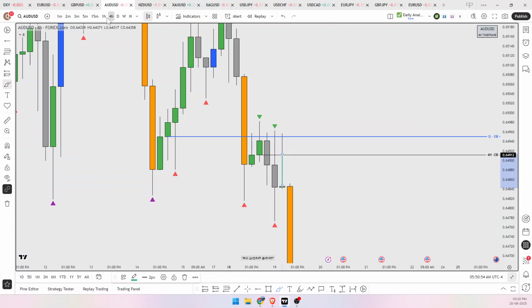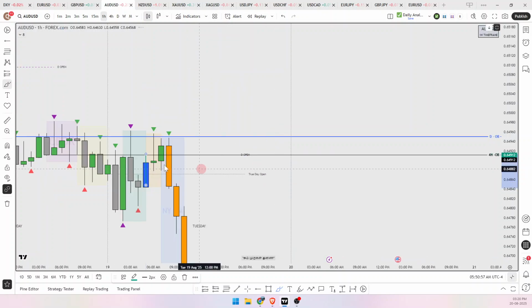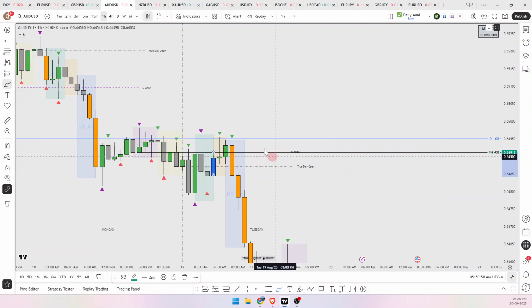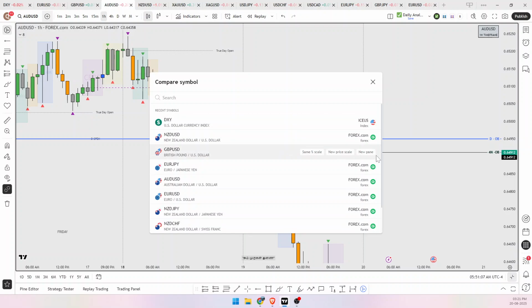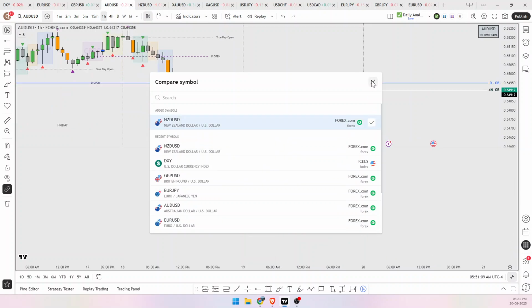And during the last moment, during that New York time, it immediately pulled and went down lower. Another interesting thing I need to note here is we're seeing the SMT with the NZD. It was very interesting.